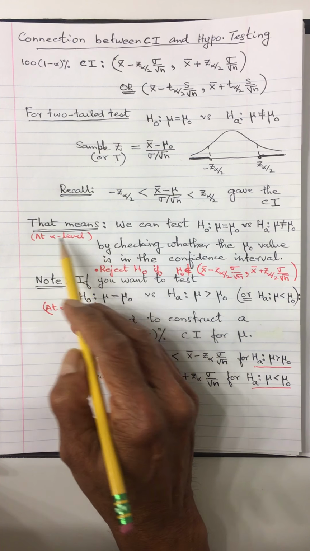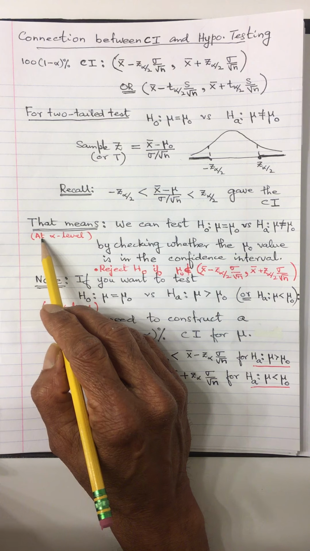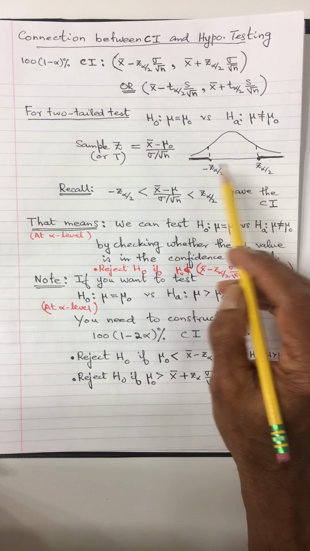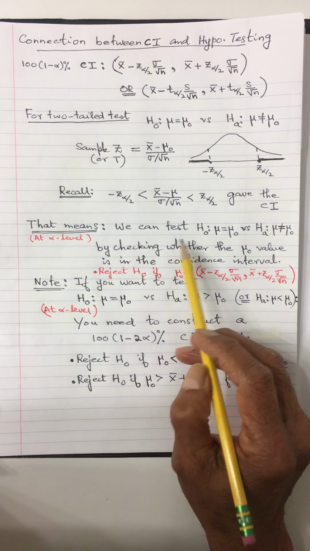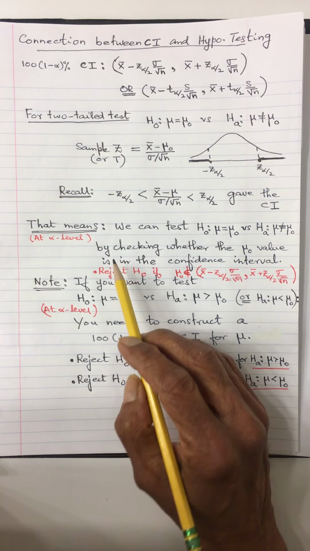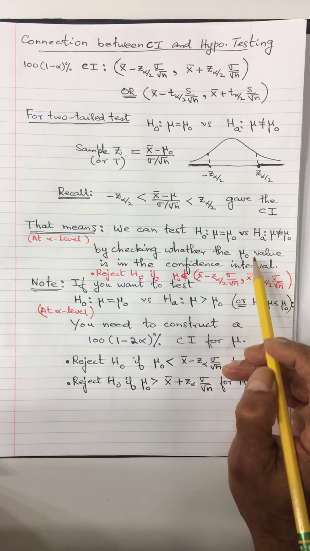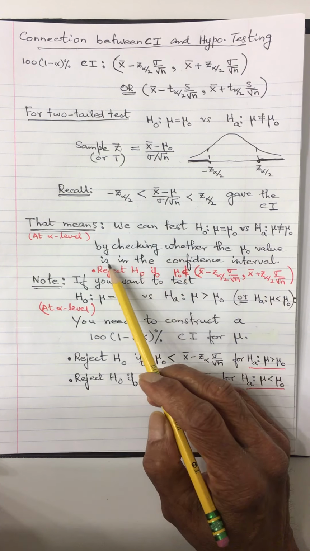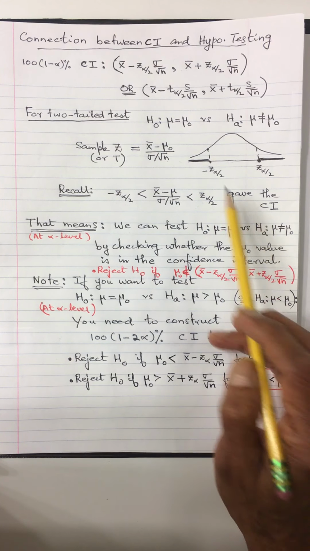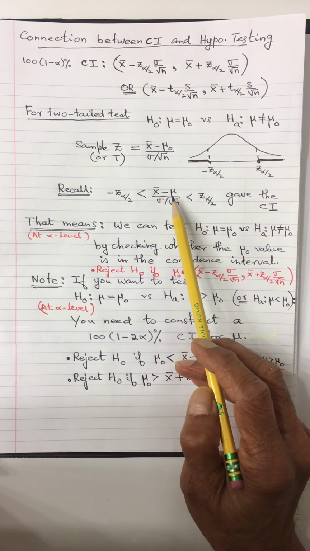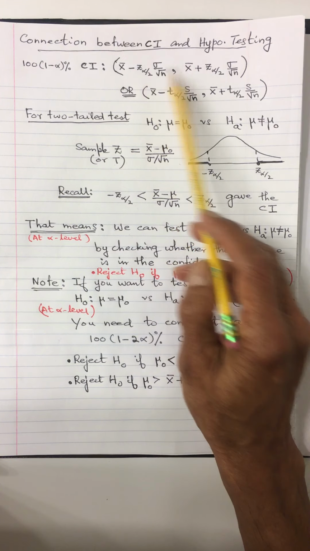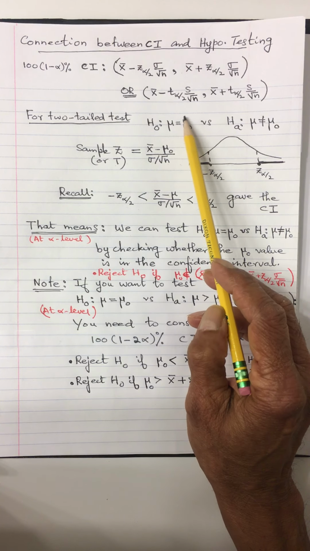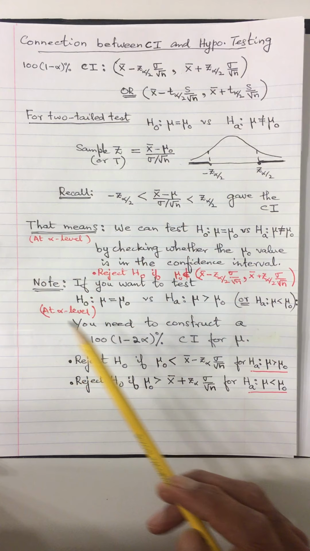If you're looking at the two-tailed test, say for example at alpha level, that's why we are splitting this alpha into two pieces, we can test this hypothesis by checking whether this mu naught value, the null hypothesis value, is in the confidence interval you get. So this will give you this interval. To check that, we just need to check whether this mu naught value is in the interval you are going to get.